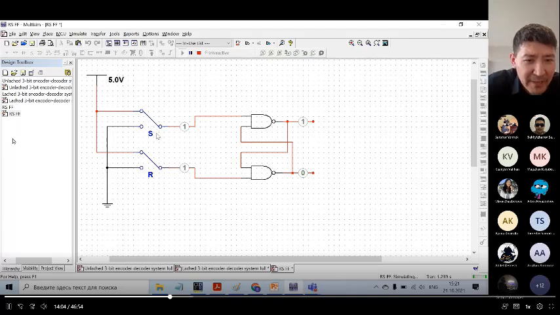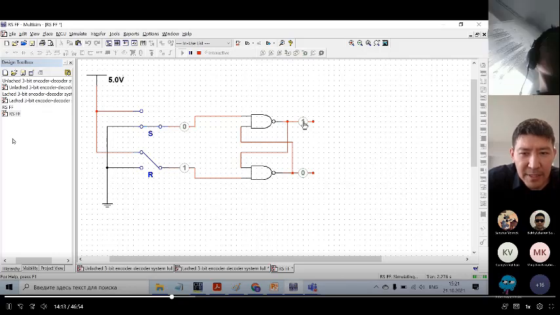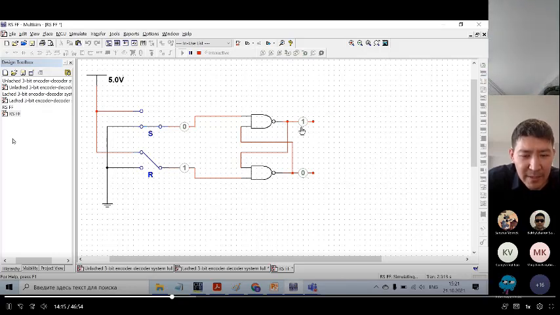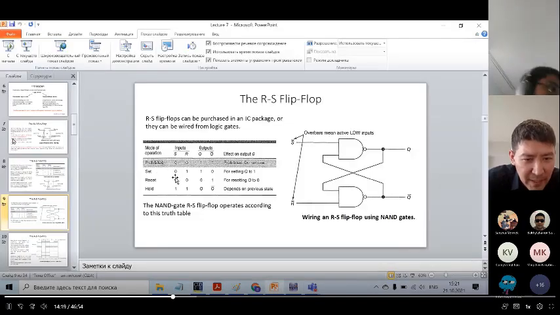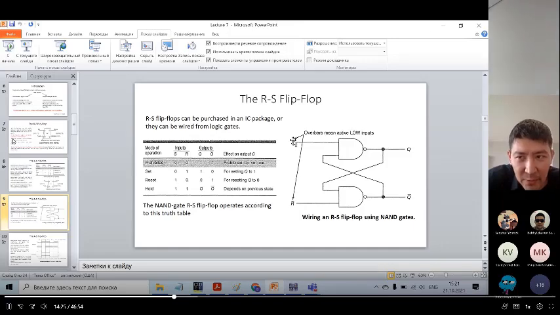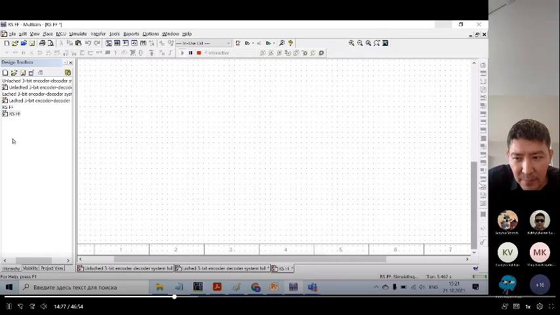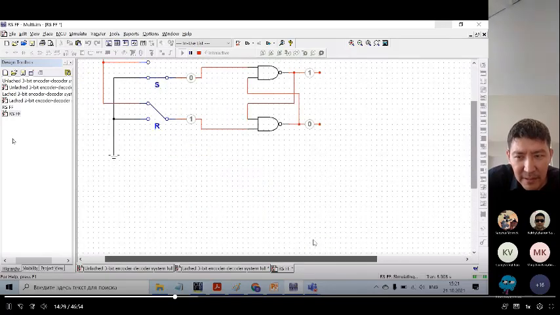When set is activated, it means that I should apply 0 to it. So you can see 1 and 0, right? It is according to the truth table. When set is 0 and reset is 1, the output will be 1 and 0. So I think you can see why it's moving.